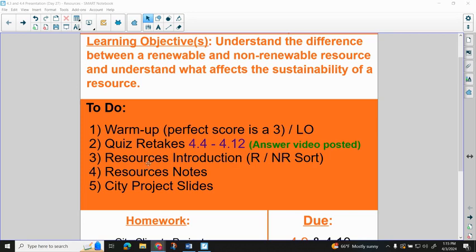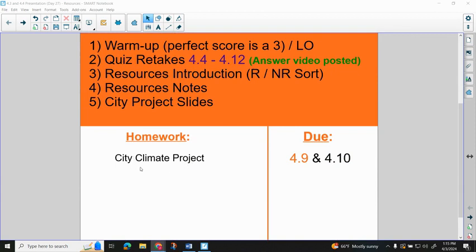You guys are on your own today, and then we'll go over it next time. You are going to do this resources introduction, this renewable, non-renewable sort. I'll go through that with you in a moment. And then I'm going to have you take some notes as I dictate them to you. And then you'll have some time to work on your city project slides. Okay. And then don't forget your city climate project will be due on the 10th. Next class, I will spend some time going over how you'll make your video. And it'll be a lot like what I'm doing right now, where you're going to show your screen and just talk about what you are showing.